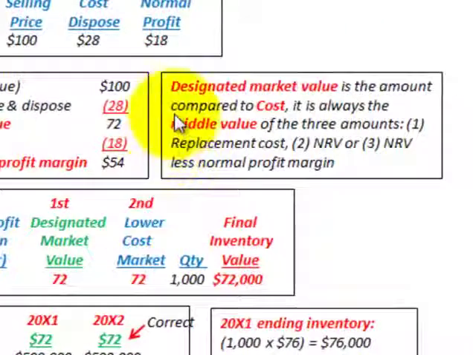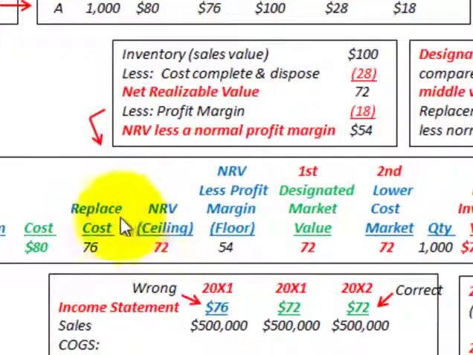Let's go up and look at what the definition is. The designated market value is the amount compared to the cost. It's always the middle value of the three amounts: the replacement cost, the net realizable value, or thirdly, the net realizable value less the normal profit margin. So let's go down here.